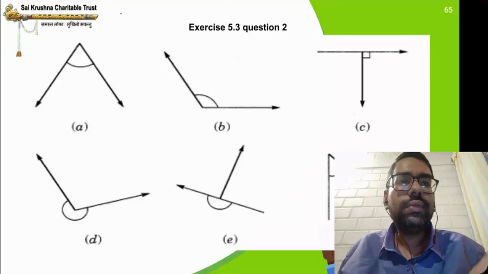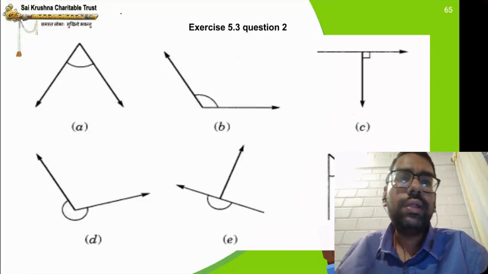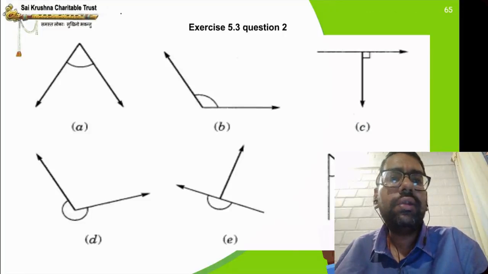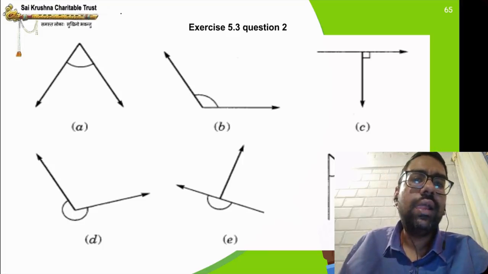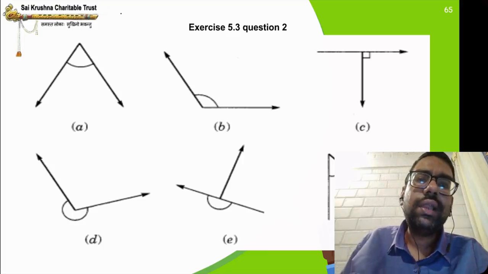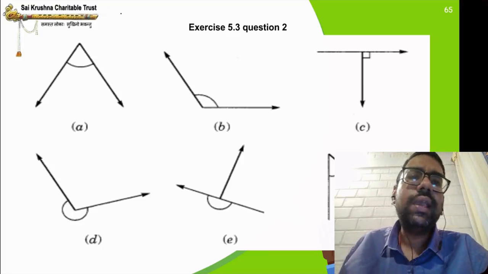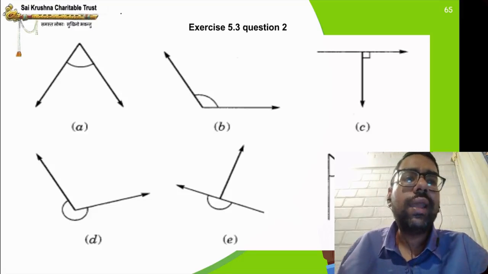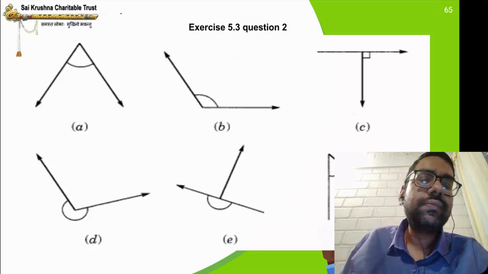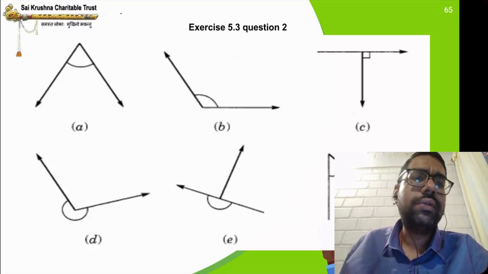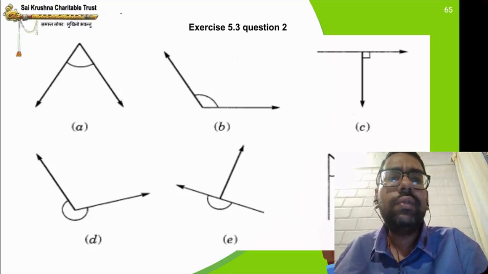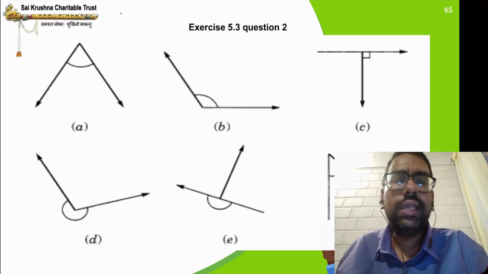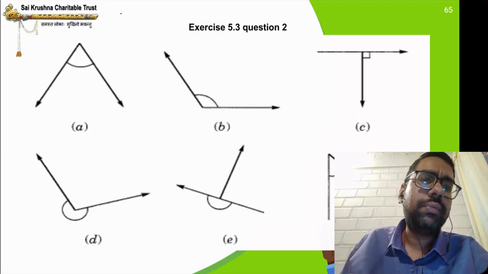So here, exercise 5.3, question 2. What is figure A? You have to find out what angle these are: either an acute angle, obtuse angle, right angle, reflex angle, or straight angle. So looking at figure A, what can you make out? The angle is less than 90 degrees, so that will be called an acute angle. B is an obtuse angle because looking at the figure we can find the angle is greater than 90 degrees and less than 180 degrees.